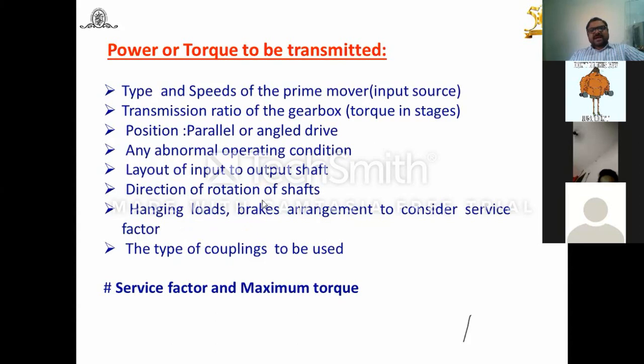Then the second one is why it has a relation with the torque, because while designing the shaft and the gears, in the force analysis of the gear, the direction of rotation plays an important role in deciding the direction of the tangential force and also the direction of the axial force. That's why this rotation is important. Then hanging loads, braking arrangement, I have already told, and types of coupling.